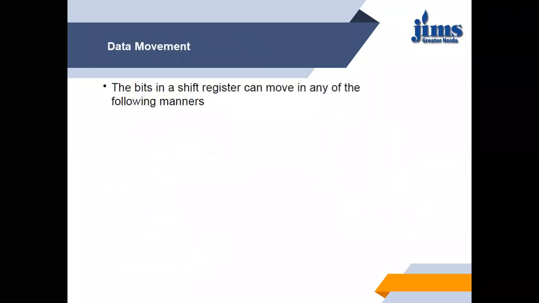Now for the data movement, the bits in a shift register can move in any of the following manners. So here graphically I have tried to explain how data moves in a shift register. So these are the four blocks, 1, 2, 3, 4. These are the 4 flip-flops. How these are arranged, we are going to discuss in the next coming slides. So here data comes in from the leftmost side, and bit by bit it is moving, and data goes out, that is serial in, shift right, serial out shift register. So we are shifting in the right direction.